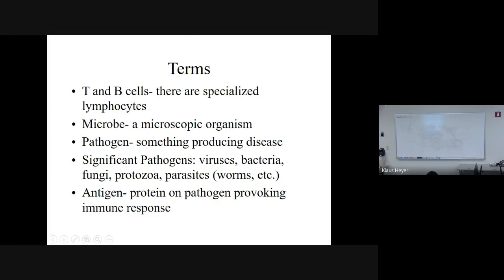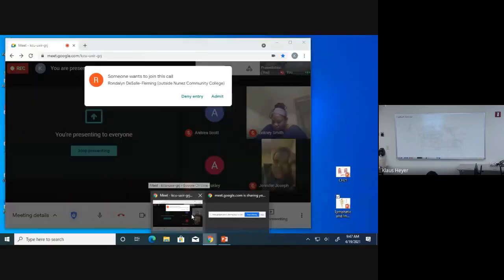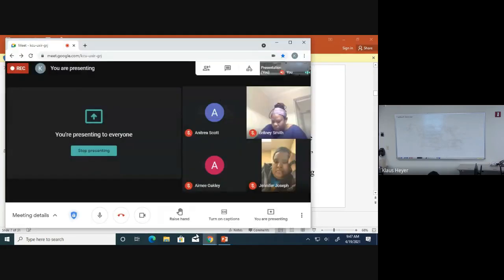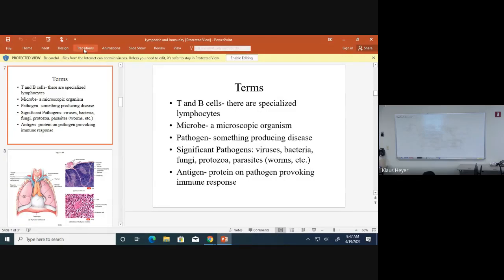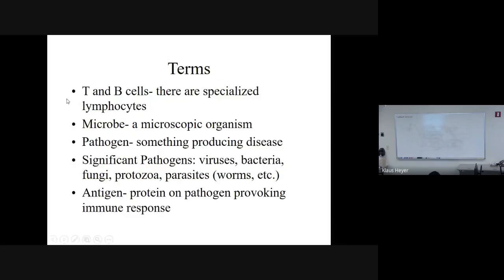But the microbes are not all pathogens. The bacteria in your gut are not pathogenic. They're not making you sick. In fact, you need them, right? So they're microbes, but they're not pathogens.